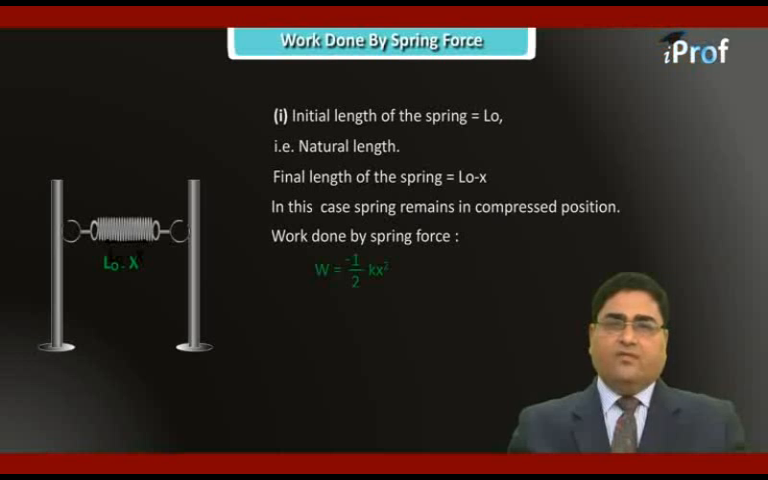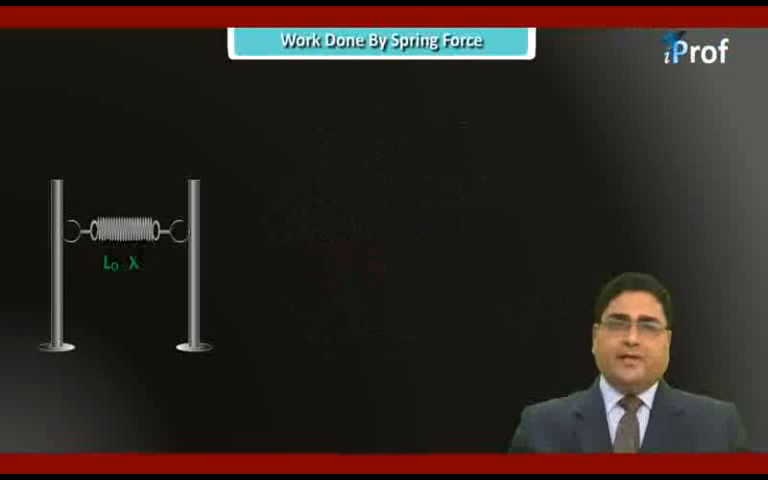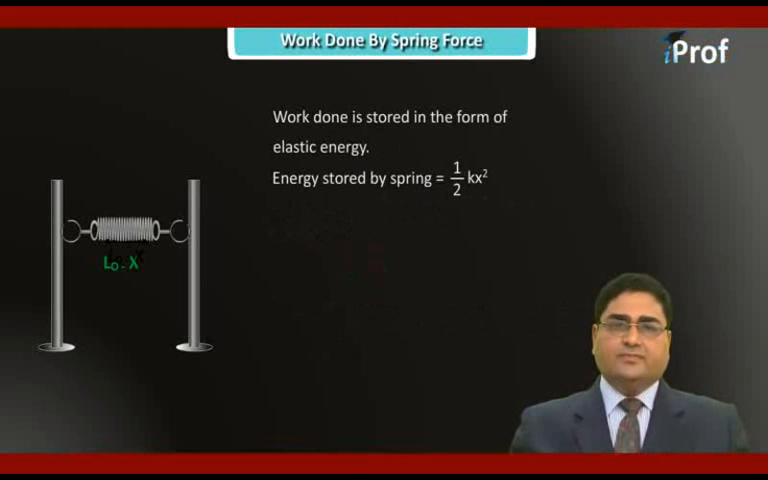In this situation, work is not being done by the spring, while work is being done on the spring. Negative work indicates this. So whatever work is being done on the spring, same gets stored in the form of elastic potential energy. So work done by spring in compressing the spring by a distance x equal to minus half kx square, and energy stored in spring equal to plus half kx square. While in this situation, work done by external agent equal to half kx square.